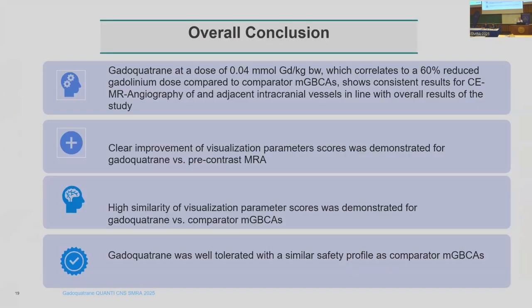And so our conclusion is that at a dose of 0.04 millimole gadolinium per kilogram body weight, which is a 60% reduction in dose compared to standard agents, we have consistent and similar results for contrast-enhanced MRA for the CNS and adjacent vessels. That's really all I have to say, so I can move on. Thank you very much.